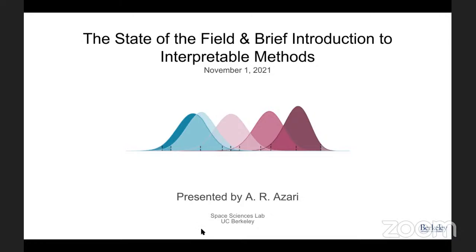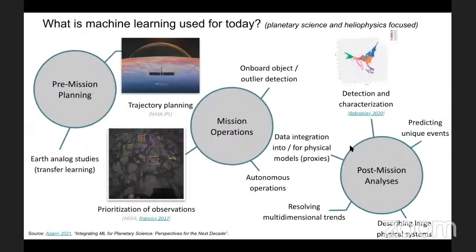So just to start off, I'm mostly working in a field of planetary space physics, and I wanted to talk to you today about where heliophysics and planetary science are with machine learning, and then go into a brief introduction of what has started to be called interpretable methods. So Matt, if you could go to the next slide, please.